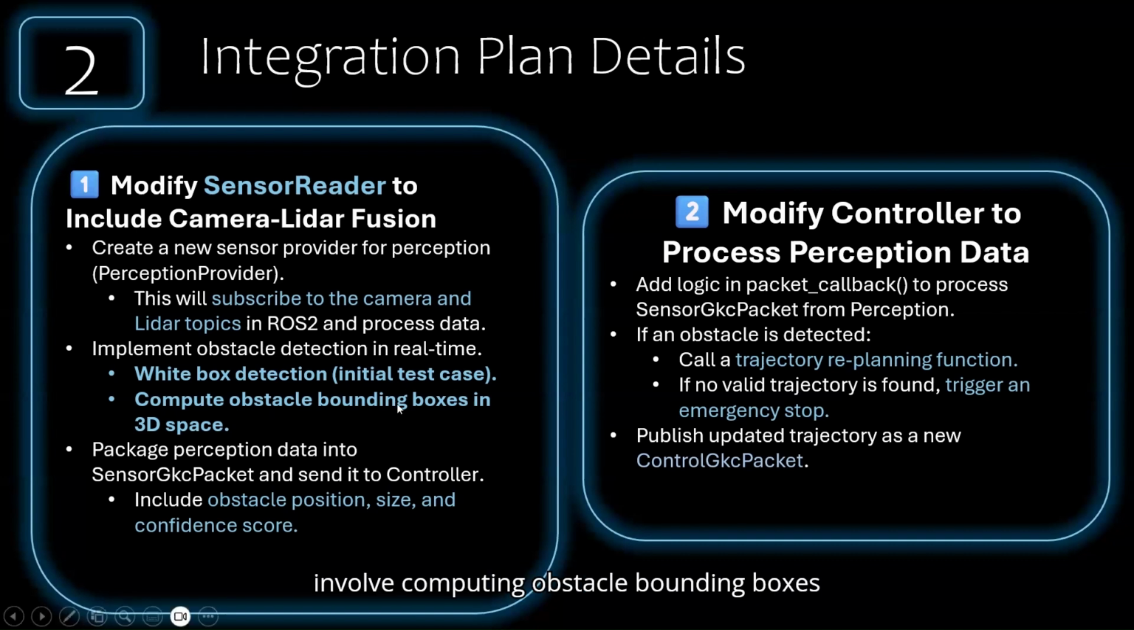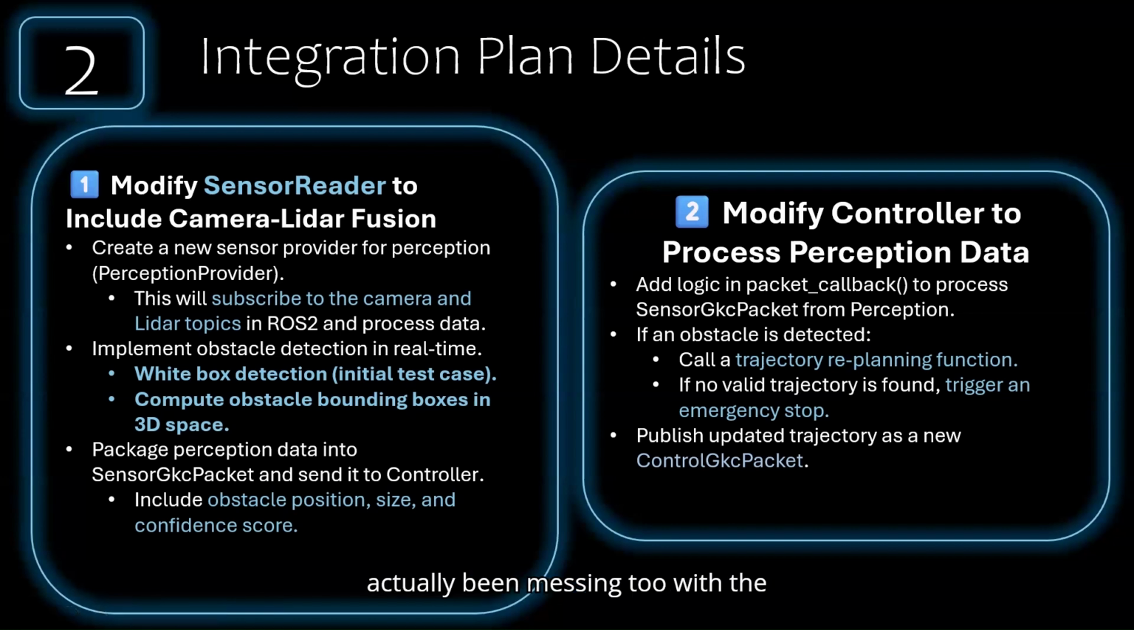And this might involve computing the obstacle bounding boxes in 3D space. We're going to need to package perception data into the sensor GKC packet and send it to the controller. And this will include obstacle position, size, and confidence score on if this is a proper obstacle or not.